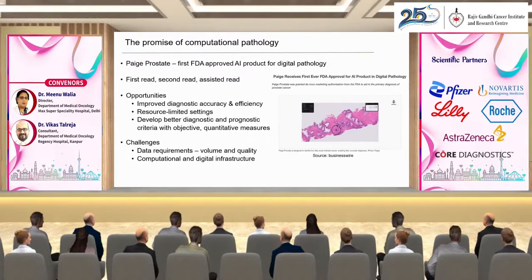Now coming to resource limited settings, where you don't have subspecialty practice or specialist pathologists, you can use the AI system to assist the pathologist in making a correct diagnosis. It also helps in developing better diagnostic and prognostic criteria with objective and quantitative measures. For example, for prostate biopsies, accurate Gleason scoring and quantification can be done.